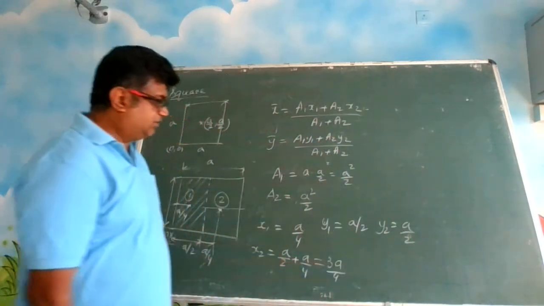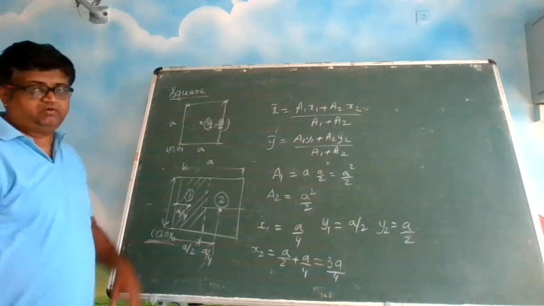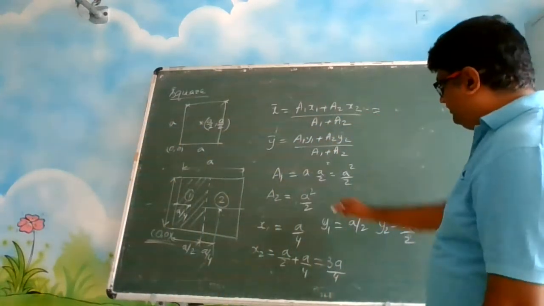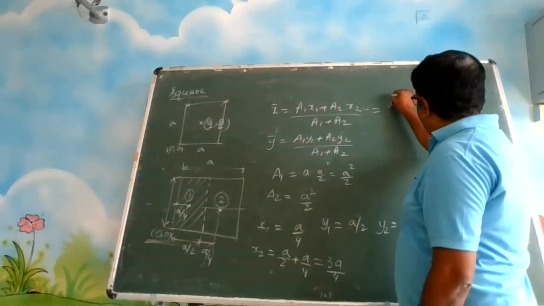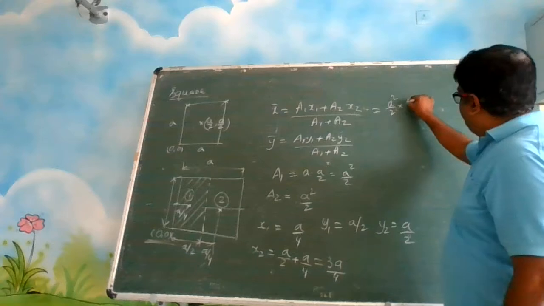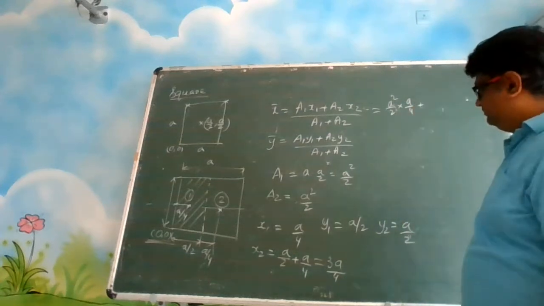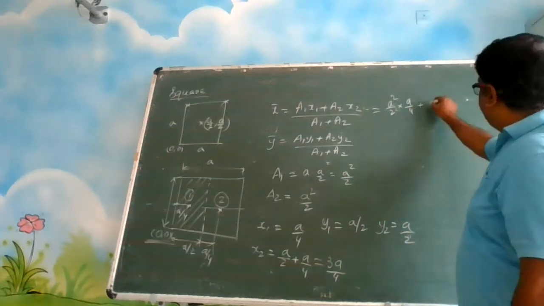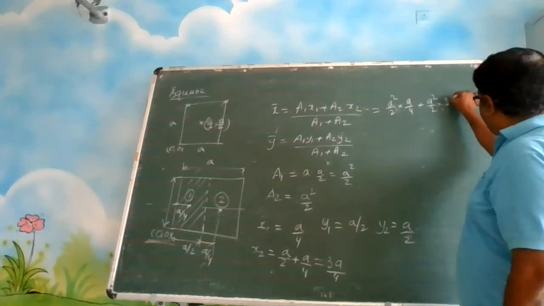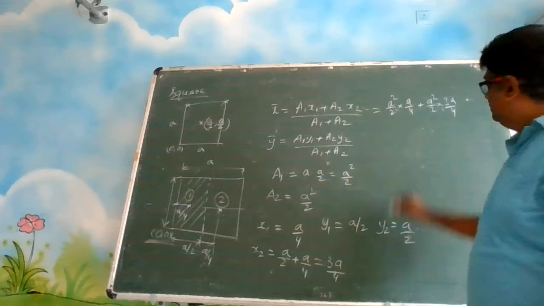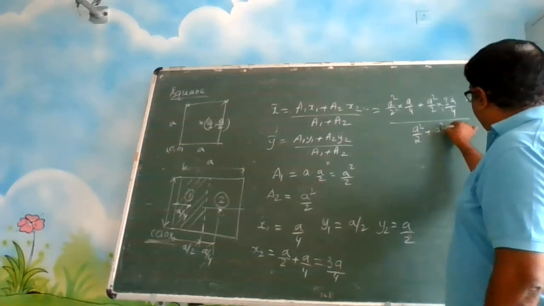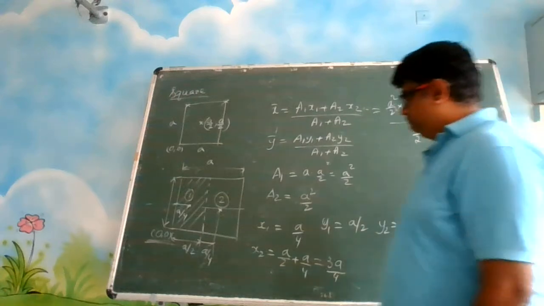We have just calculated all the individual values and put it in the formula. Alright. A1. What is A1? It is a square by 2 multiplied by x1 a by 4 plus a square by 2 multiplied by 3a by 4 divided by a square by 2 plus a square by 2. ठीक है?